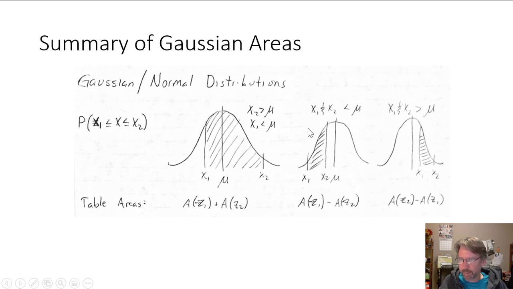The other possibility is that both x1 and x2 are less than the mean. So it's this area from x1 to x2. So then it's the area in the table of negative z1 minus the area in the table from negative z2. Similarly, if they're both above the mean, it's the area of z2 minus the area of z1, this little sliver. So we're just adding and subtracting the shapes to make these work. So any probability is going to fall into one of these categories.